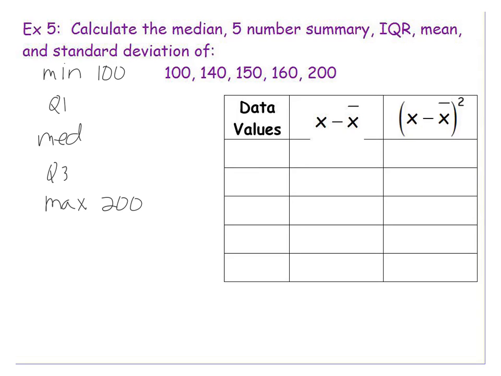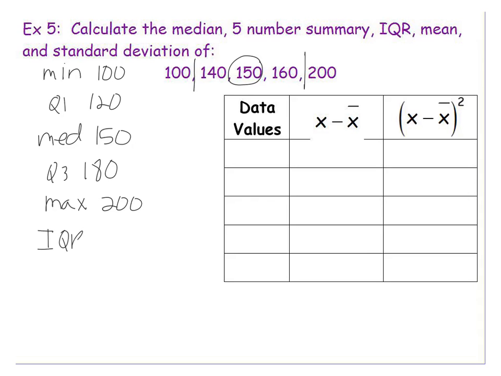We have 5 data values, cross them off, and we end up with 150 in the middle. So the median's 150. Q1 is right between those because there's only 2 data values to work with. Well, 100 plus 140 is 240, and 240 divided by 2 is 120. We also have a number over here in between these two. 160 plus 200 is 360, and 360 divided by 2 is 180. So there's your 5-number summary.